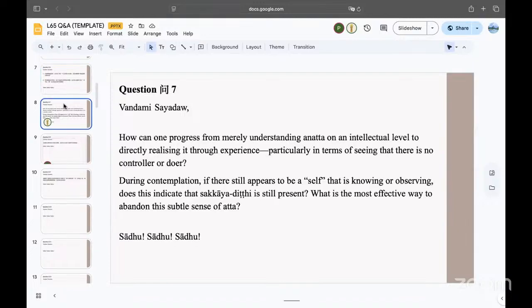Thank you, Sayadaw. Question 7. Vandami Sayadaw. How can one progress from merely understanding anatta on an intellectual level to directly realizing it through experience, particularly in terms of seeing that there is no controller or doer? During contemplation, if there still appears to be a self that is knowing or observing, does this indicate that sakkāyadiṭṭhi is still present? What is the most effective way to abandon this subtle sense of atta? Sadhu, sadhu, sadhu.